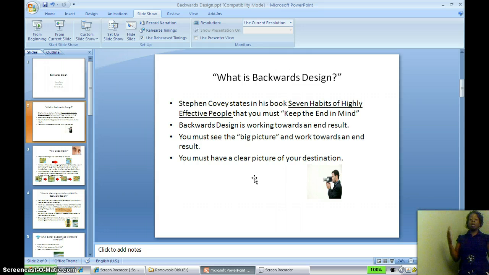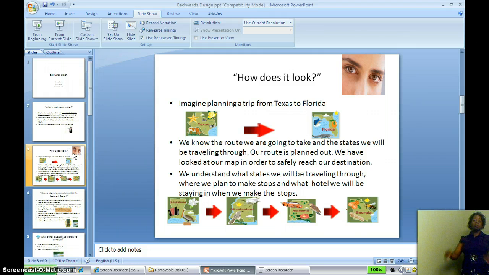So to get that clear picture in our mind of what backwards design is going to look like, we're going to use the illustration of traveling from Texas to Florida. When we think about backwards design, we want to think about how does it look, okay? With that picture of traveling from Texas to Florida in your mind, I want you to think about the states that we travel through on our route from Texas to Florida. We begin in Texas, we travel through Louisiana, we travel through Mississippi, we travel through Alabama and then Georgia, and then our final destination is Florida, where Disney World is.